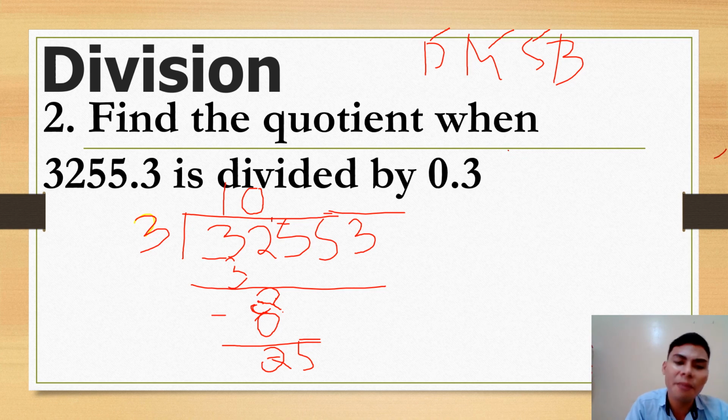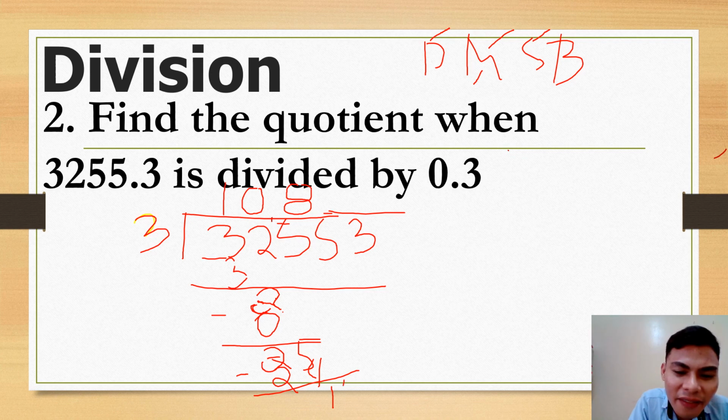Ano kaya ang pinakamalapit na number, no? 3, 6, 9, 12, 15, 18, 21, 24, 27. Ay, doon ako sa 24. So, 24 divided by 3, 8. 8 ang pinakamalapit. So, isulat ko si 8 dito. Tapos, multiplication na naman. 8 times 3, 24. 25 minus 24, 1. May i-bring down pa tayo. Meron pa si 5 here.